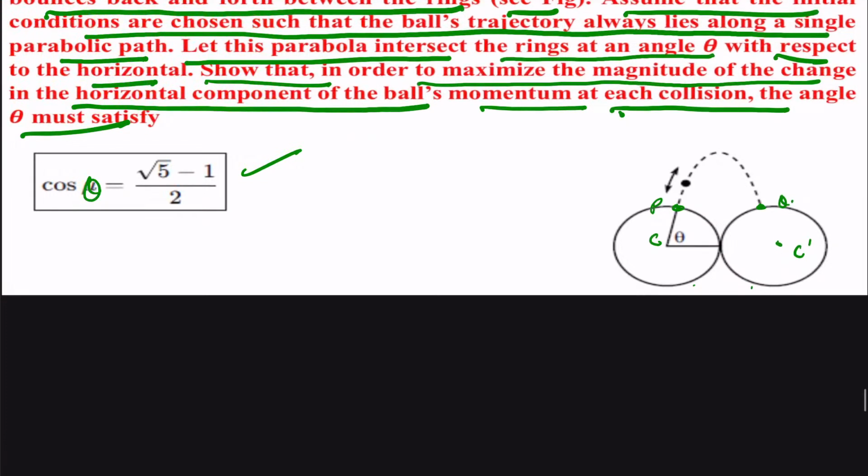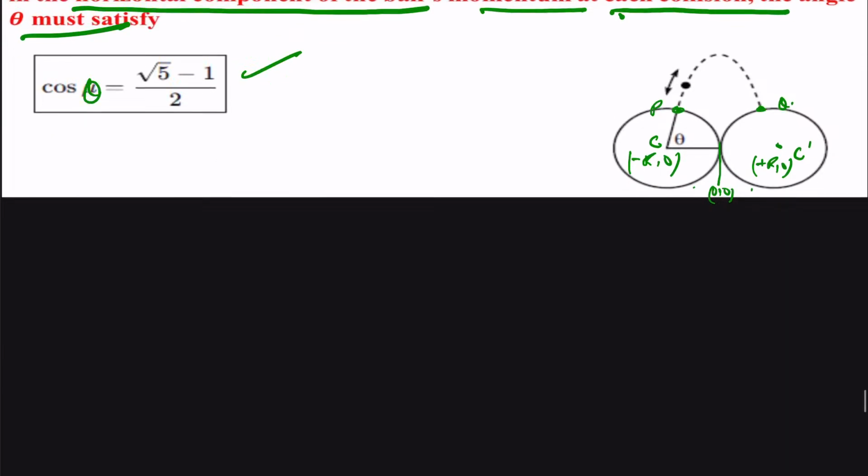For the sake of simplicity, let us assume that this is our origin. If the circles are symmetrical, we can say this is minus r0 and this will be plus r0. These are the two coordinates of C as well as C prime. Therefore, we can find out the distance CP. So we can say that our CP will be equal to r cos of theta and sine of theta.